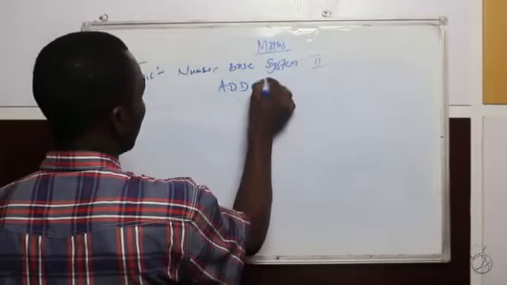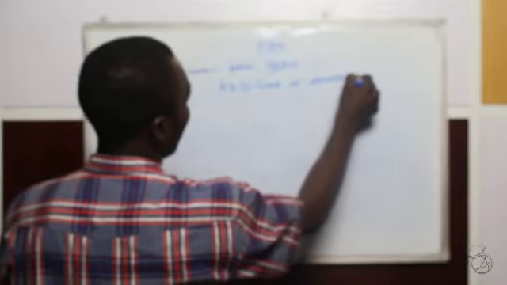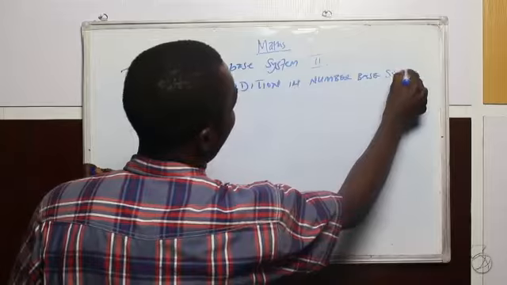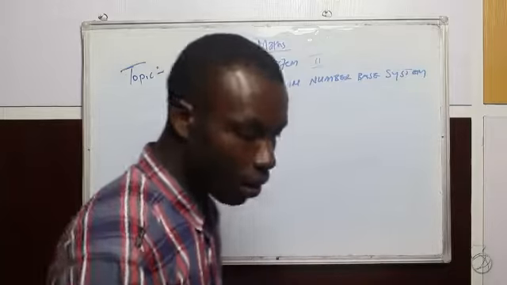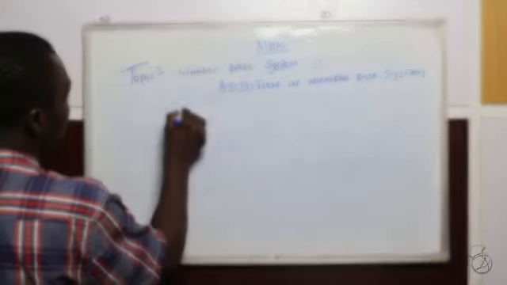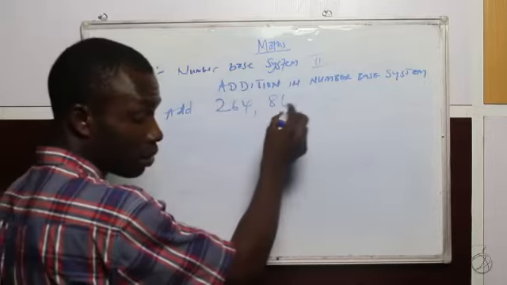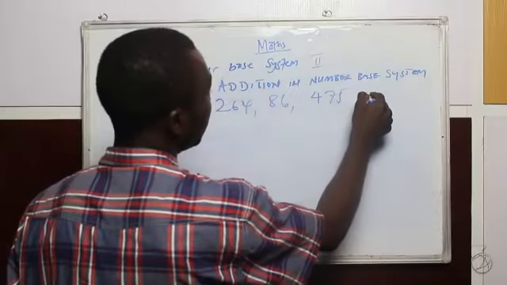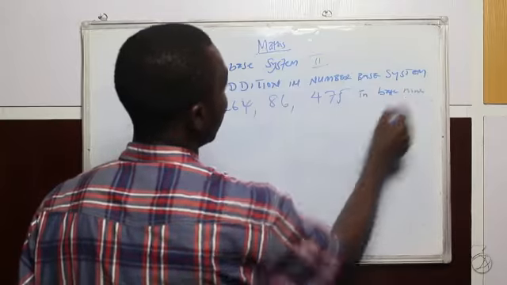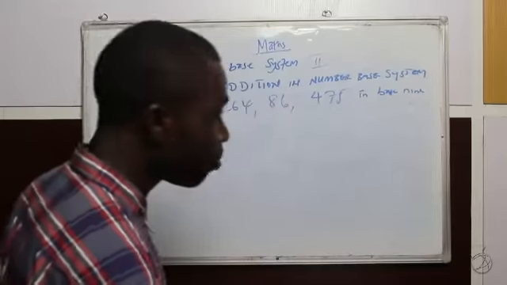Addition in number-based system, example 1. Add 264, 86, 475 in base 9.